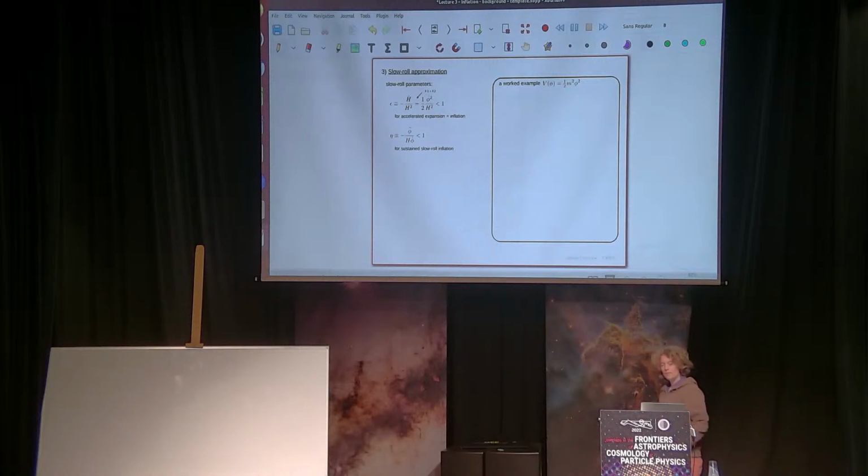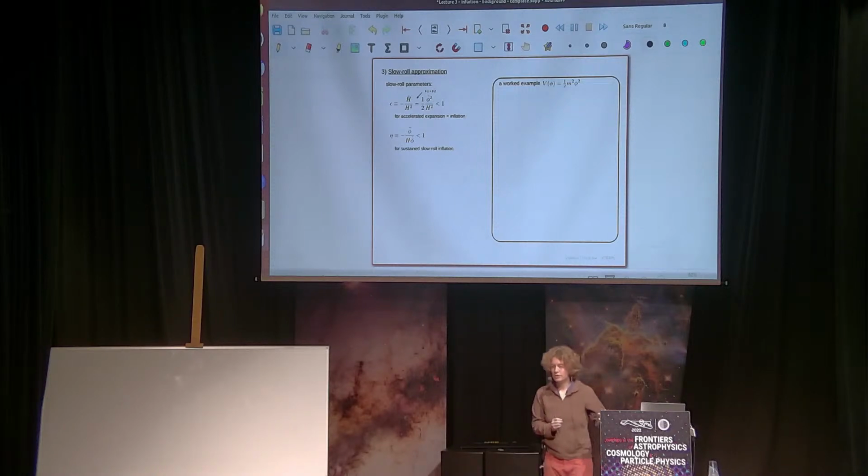So now we want to actually compute stuff. We get the idea, but we actually want to compute predictions from inflation. And to do so, it is useful to introduce the slow roll parameters. We saw that in the limit where the kinetic energy is completely negligible compared to the potential energy, we get an equation of state of -1. Everything is dominated by the potential energy, and everything is constant.